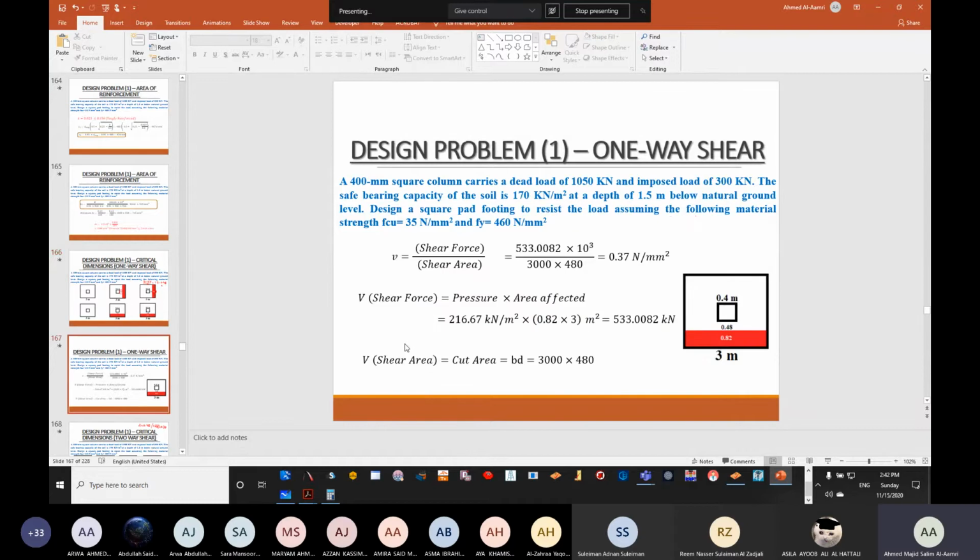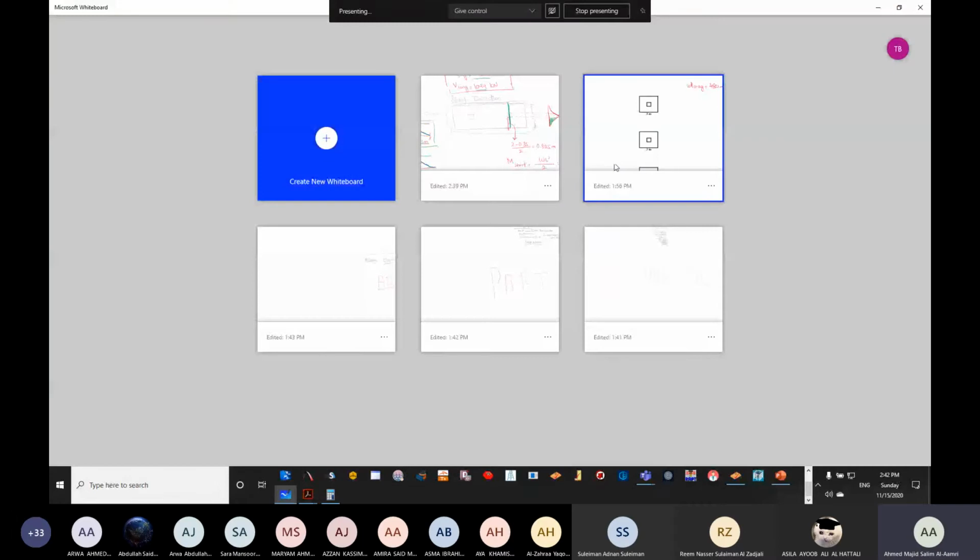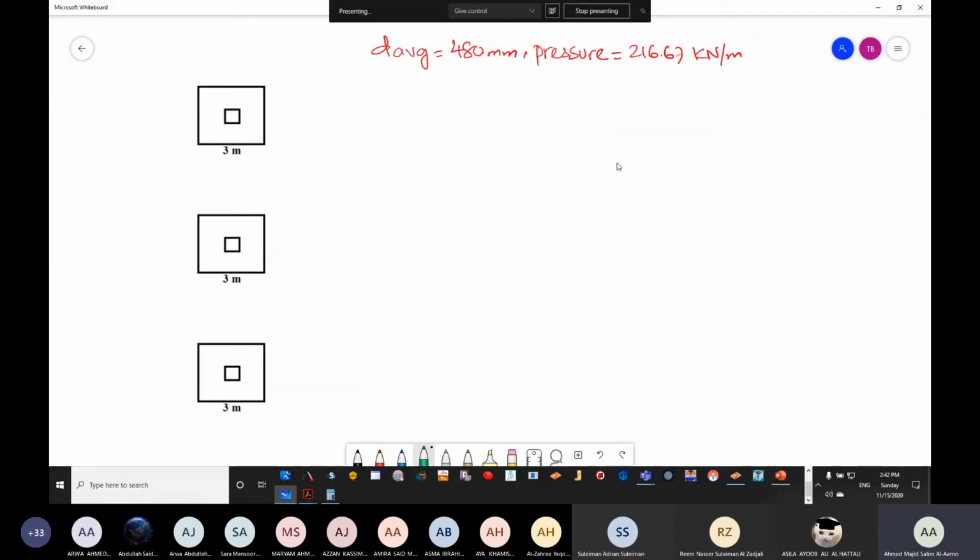So rather than solving it here, I'm going to solve it here. Whatever data we have solved previously, we have got the d average. If you remember, we said dx and dy, and I explained why we cannot use dx and dy. And we have the pressure to be 216.67. Then we said one-way shear will be acting where exactly? At a distance of how much? One-way shear.